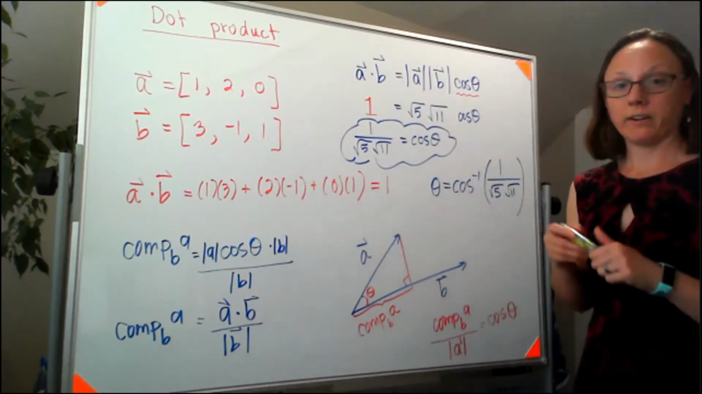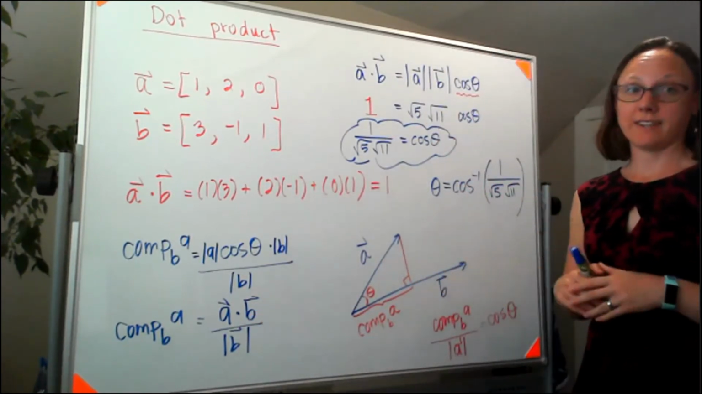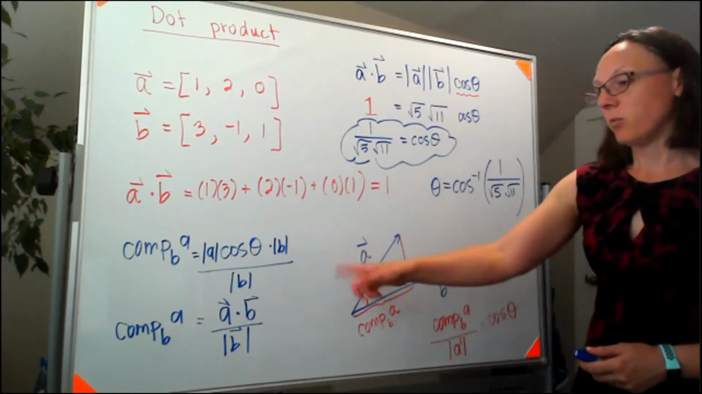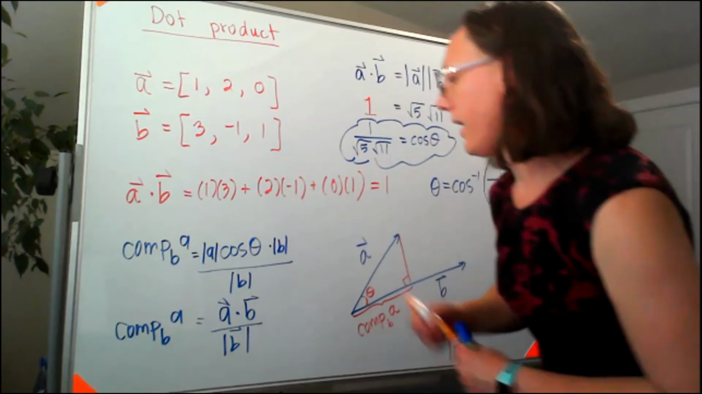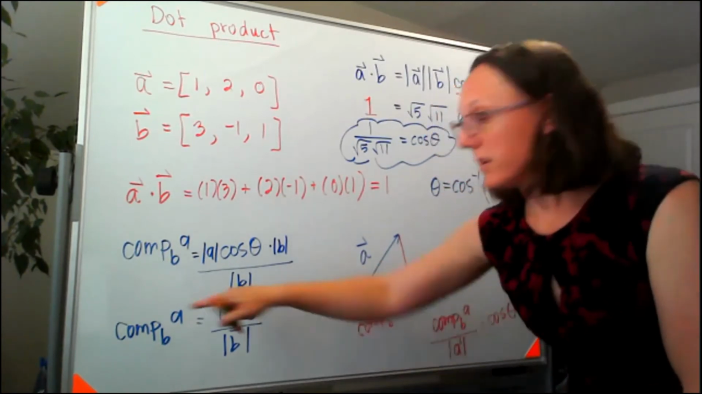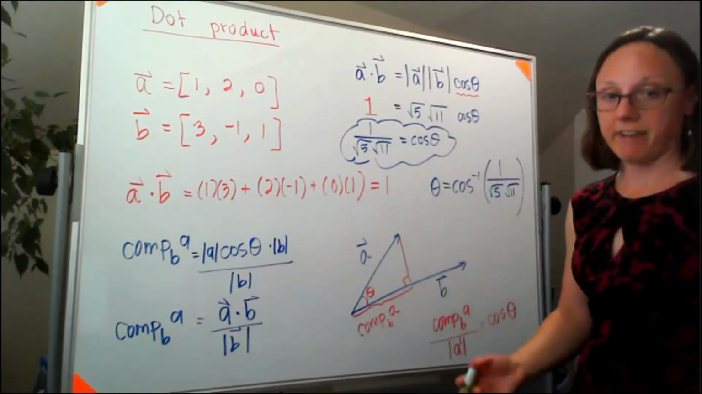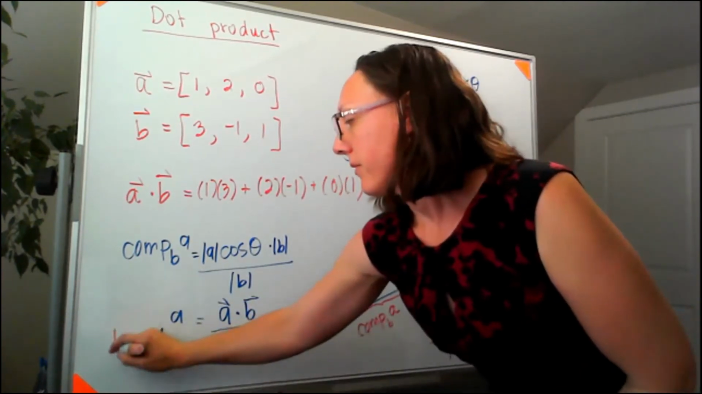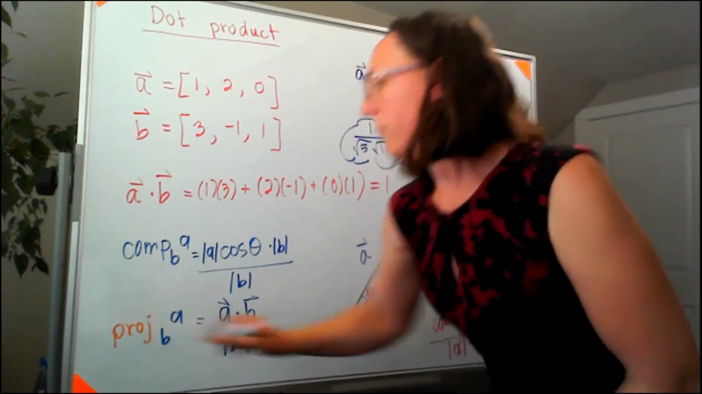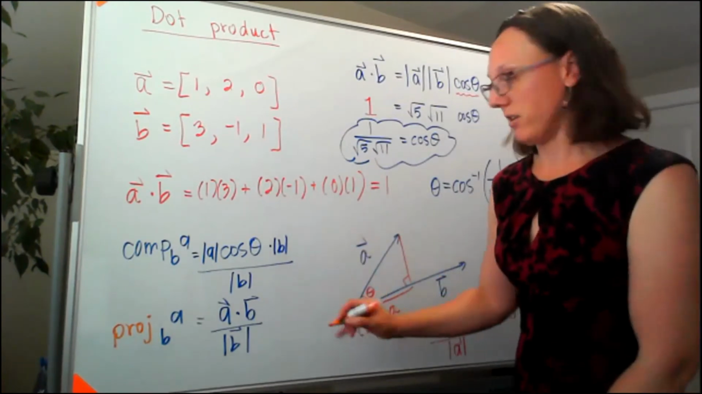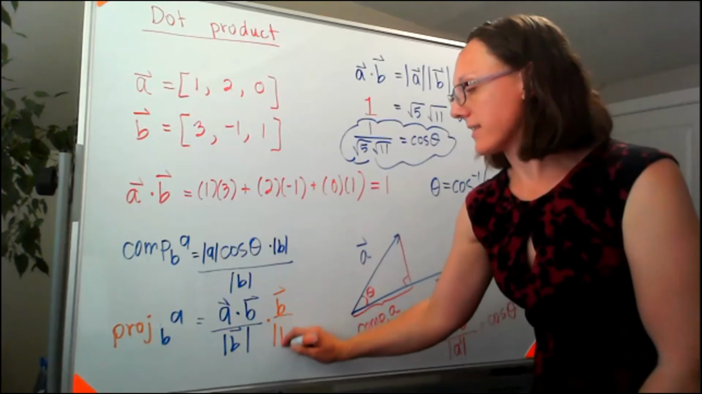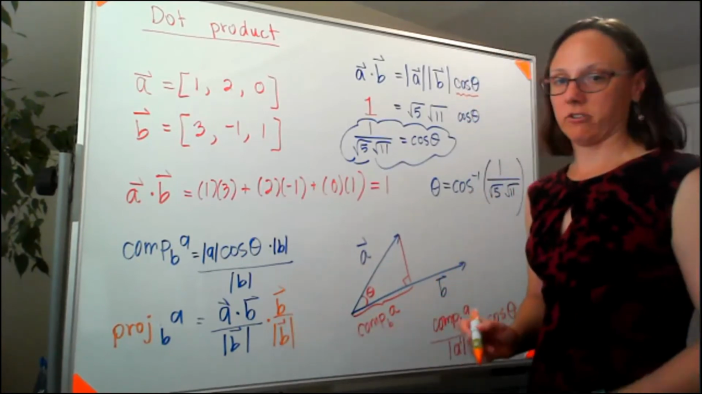And if we wanted to turn that scalar component into a vector projection, which we would write as the projection of A onto B, I'd want to multiply this by B as a unit vector.